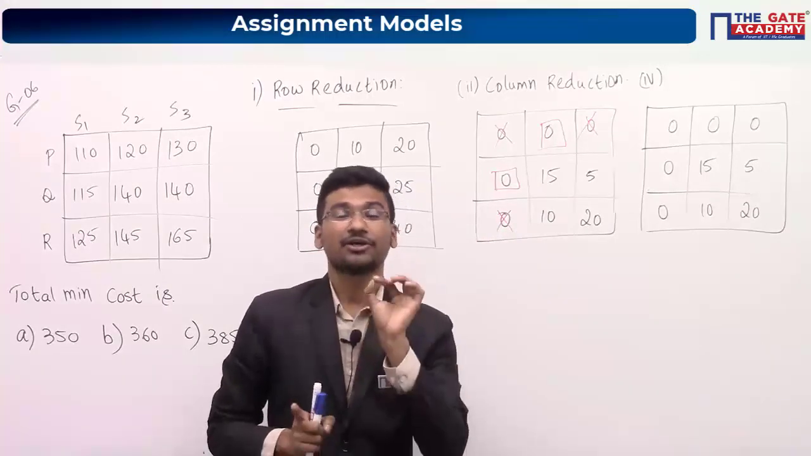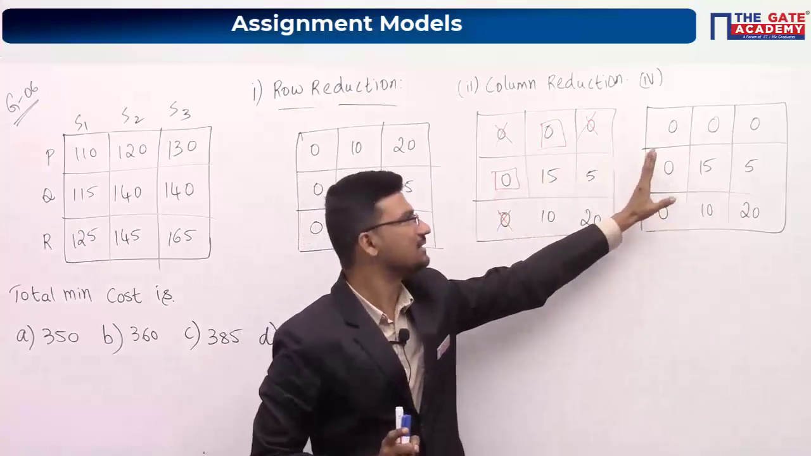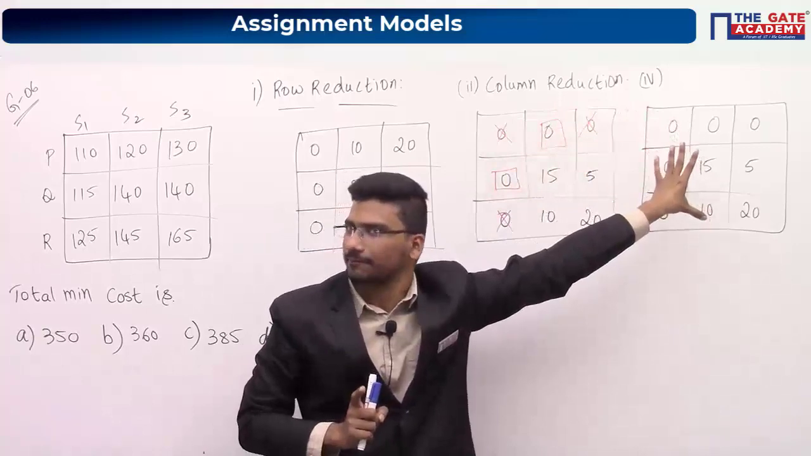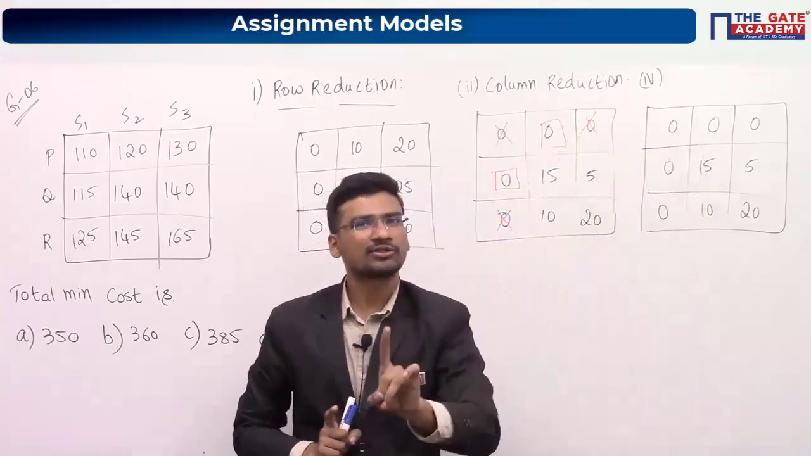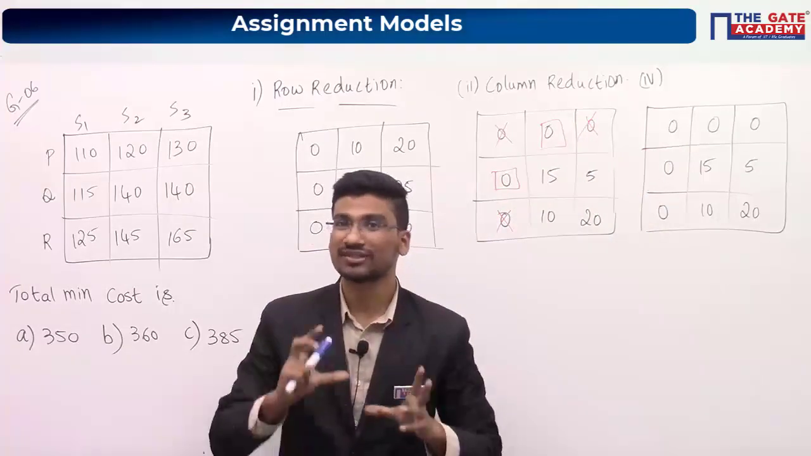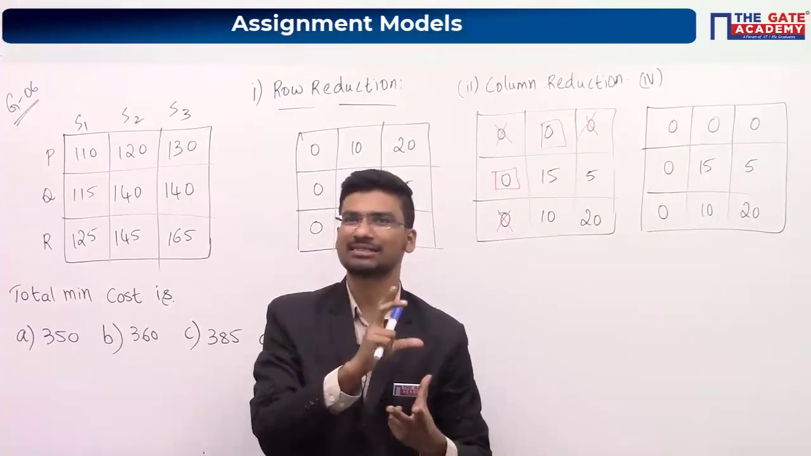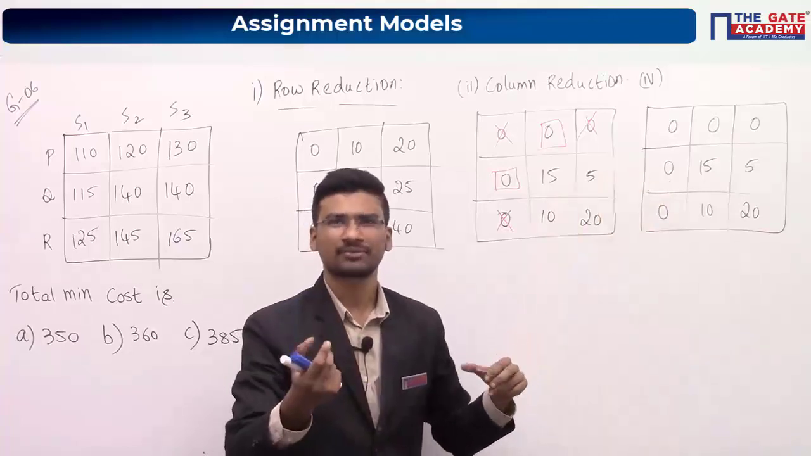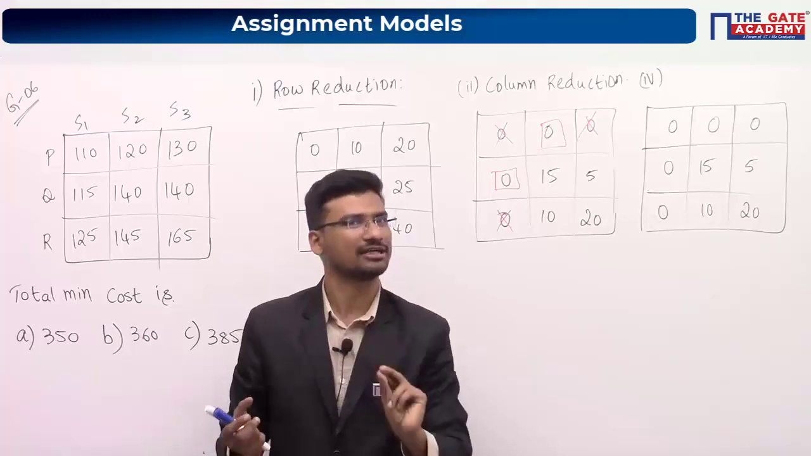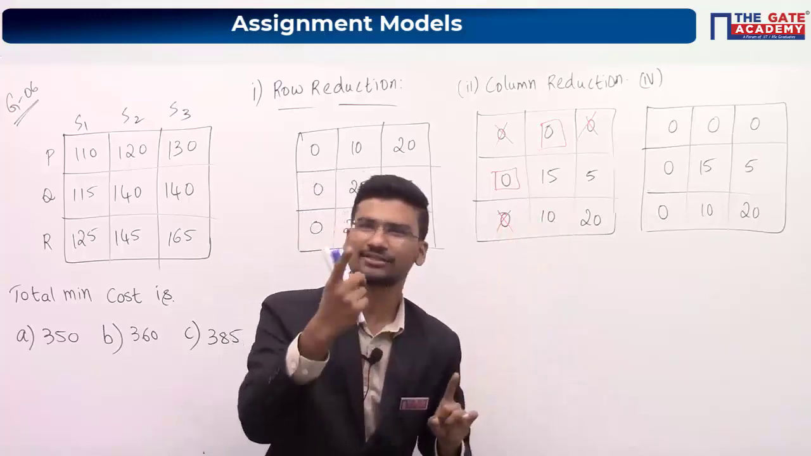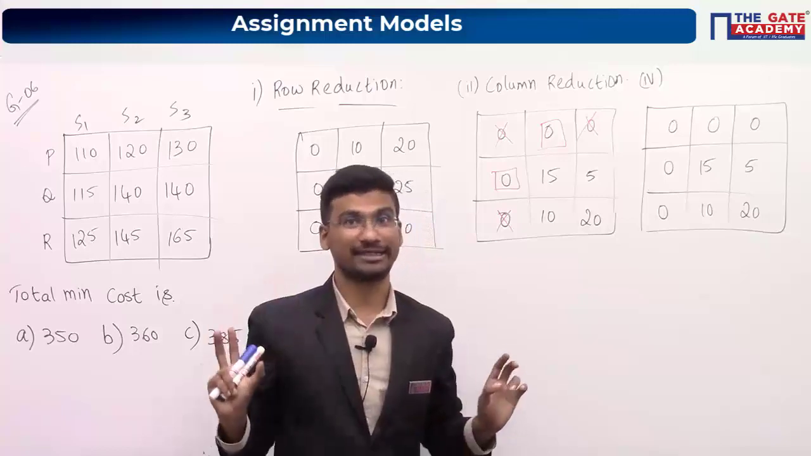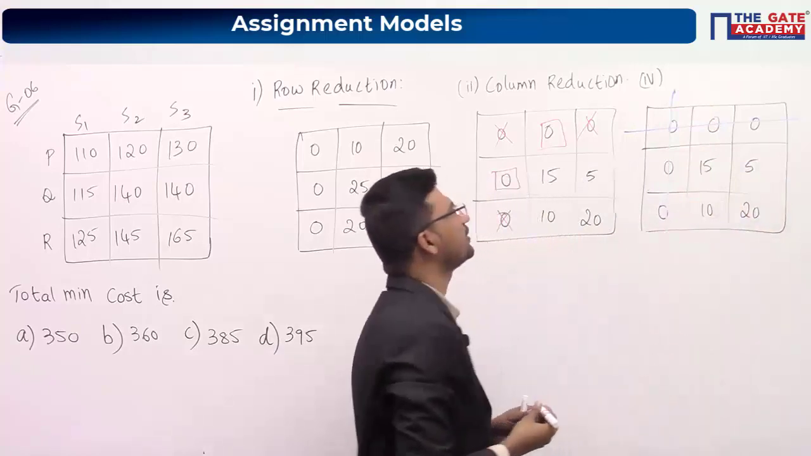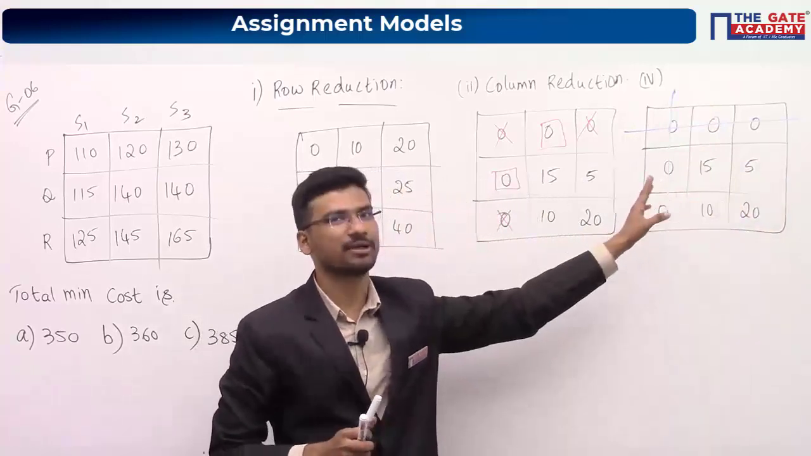So what is step number 1? You have to cover all the zeros present in this matrix. After column reduction, you got this matrix, and I have written the same matrix again here. You have to cover all the zeros with minimum number of straight lines. Just by looking at the matrix, you can easily say we need minimum two straight lines to cover all the zeros. The straight line should be either horizontal or vertical, so I am using a horizontal straight line like this and a vertical straight line to cover all the zeros present in this matrix.